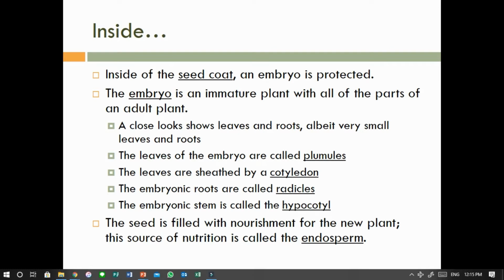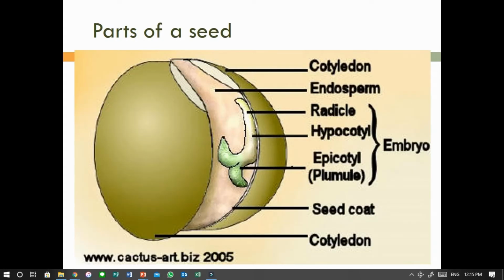Okay. And the endosperm is the food. So that's like the yolk of the egg. And it forms the food for the plant to grow. So know that the plumule is the leaf, the hypocotyl is the stem, and the radicle is the root. So you should know what those parts are. And it looks kind of like a baby plant.